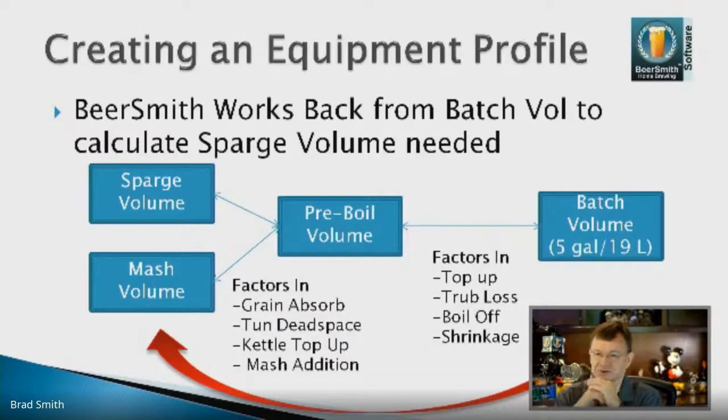And then, of course, it'll work backwards from that to estimate what your mash volume is and what your sparge volume is. So the first time you use BeerSmith, if you want to go and look at the equipment profiles that are available, there's a number of pre-canned ones available with the program. You can also get new ones through the add-on feature, and we'll talk about that in a minute.